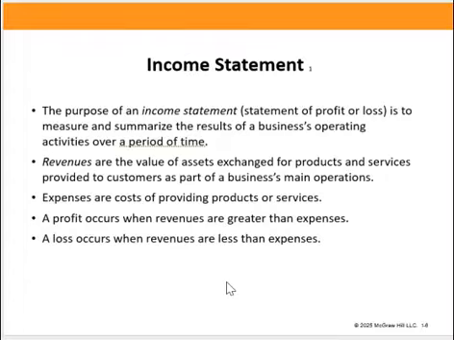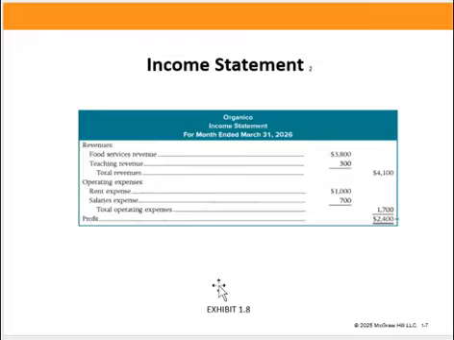Once you have your income statement, you've got your revenue minus your expenses, and that's going to tell you what your profit is. Hopefully a profit. It could be a loss. If your revenues are less than your expenses, then it's going to be a loss. But in most organizations, hopefully revenue is going to be a higher number than your expenses.